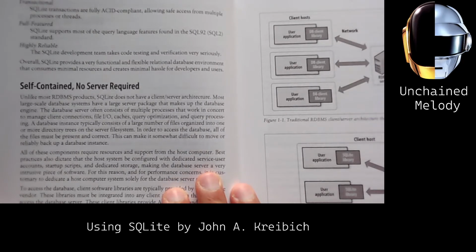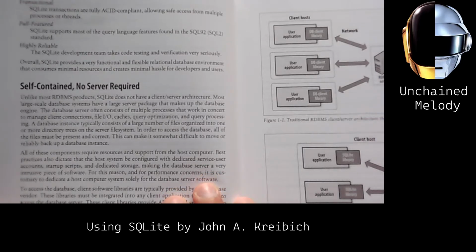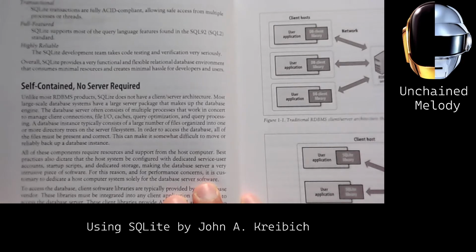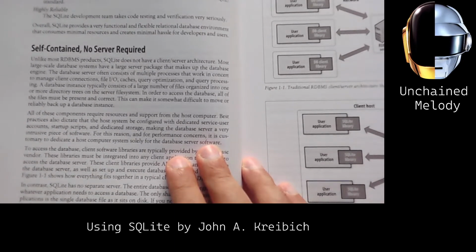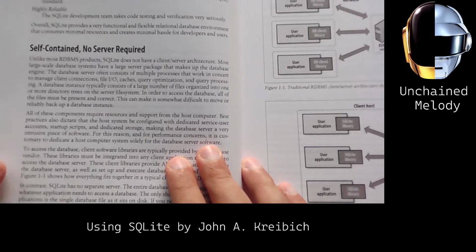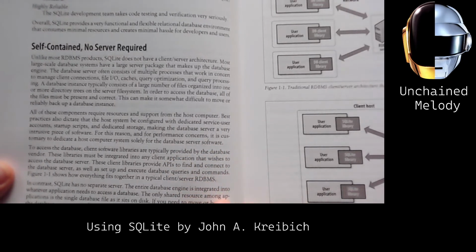The database server often consists of multiple processes that work in concert to manage client connections, file I/O, caches, query optimization, and query processing. A database instance typically consists of a large number of files organized into one or more directory trees on the server file system. In order to access the database, all of the files must be present and correct. This can make it somewhat difficult to move or reliably back up a database instance.